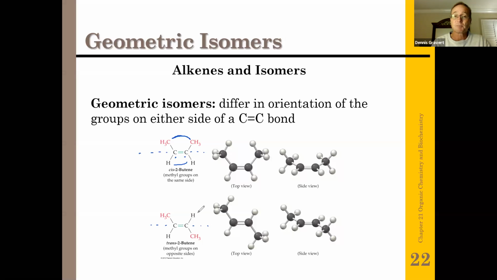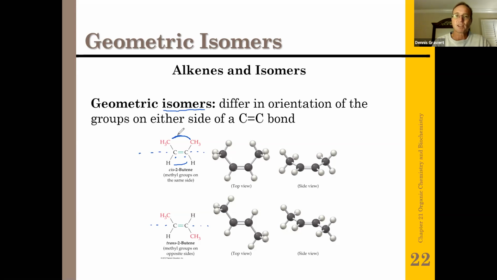The double bond can't spin. If it could spin, it could just switch back and forth. But they're not single bonds that can spin and bend and flex. These are different molecules. They're isomers, but it's a different type of isomer.